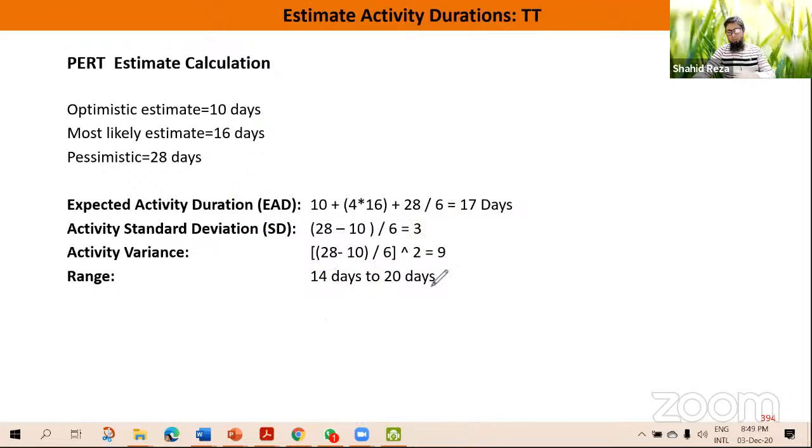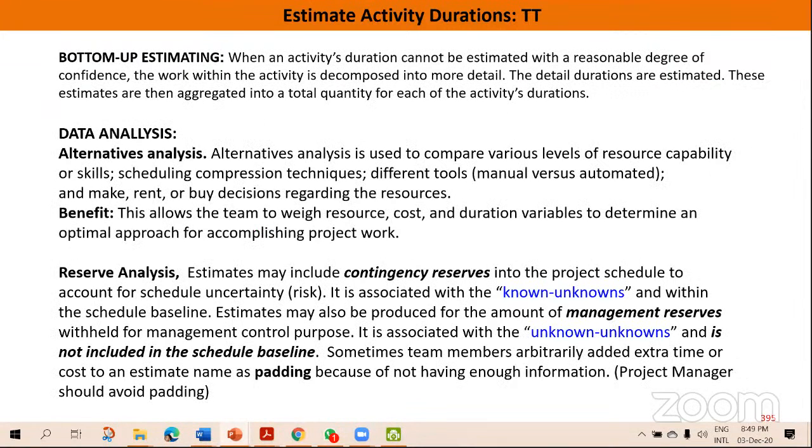So you may get 1 or 2 questions from this formula. Raja bhai, if the standard deviation is high and the variance is high, then what does it infer? What does it mean? That task has a lot of risk, risk associated with the task.